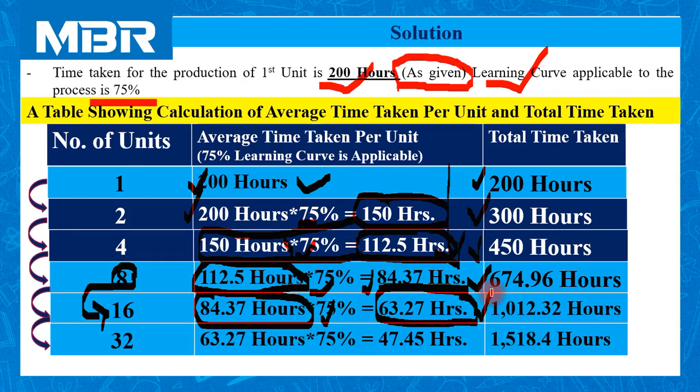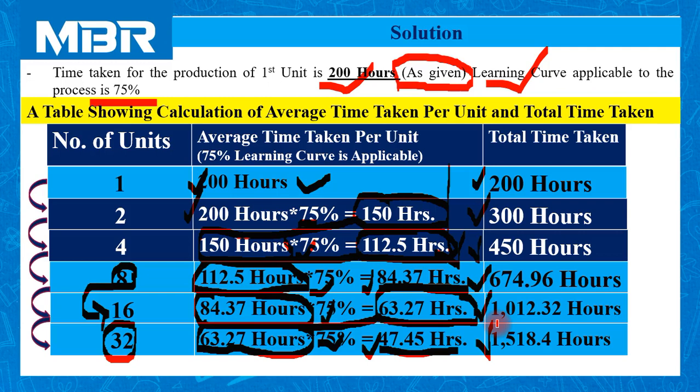Double the production. From 16, it is doubled, so it is 32. Average time taken per unit: time taken for the previous batch, 63.27 hours, multiplied by learning curve rate 75%. So average time per unit when we have produced 32 units is 47.45 hours, and total time taken is nothing more than the average time taken per unit multiplied by the number of units.